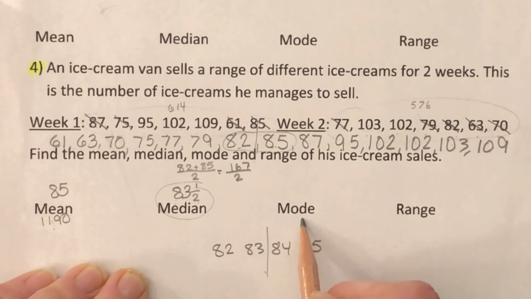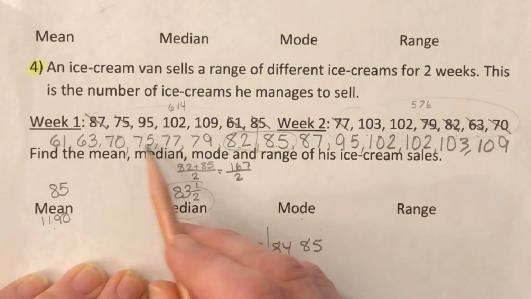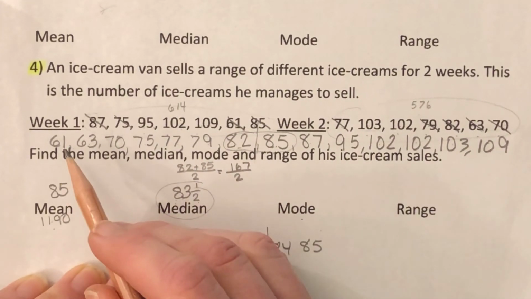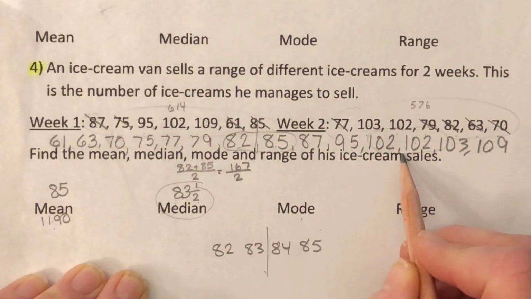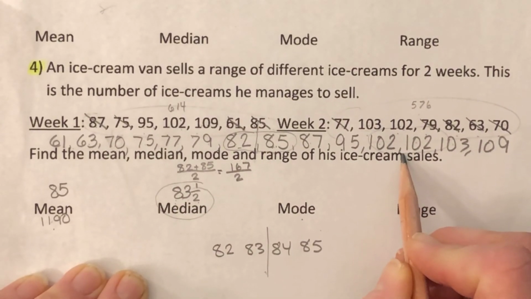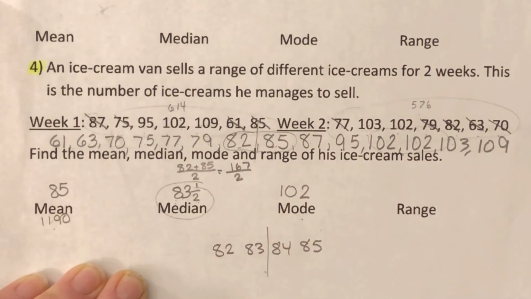Mode. Mode is so easy. I love mode. It's the easiest one. There is actually only one pair of numbers that are the same. Right here, 102, 102. So the mode is 102. It's the only number that's repeated.